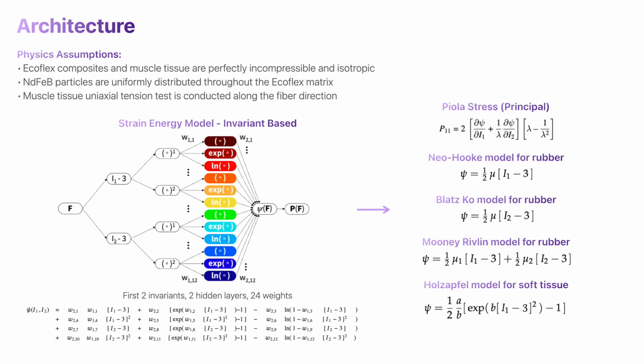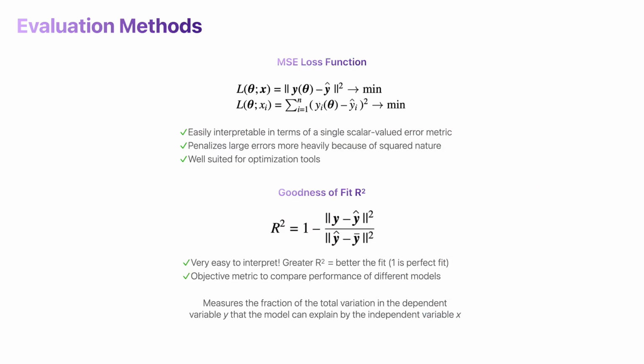Our architecture is based on one important physical assumption. EcoFlex composites and muscle tissue are perfectly incompressible and isotropic. The input can be further reduced to a set of only two invariants. We train our model using MSE loss, which penalizes large errors. We used R2 values as our evaluation metrics.